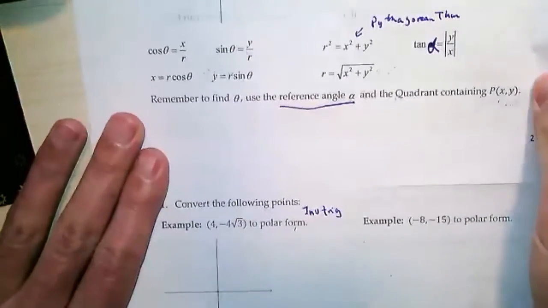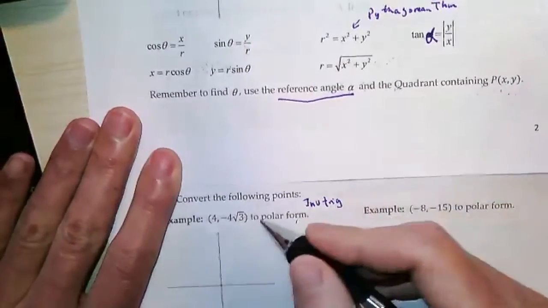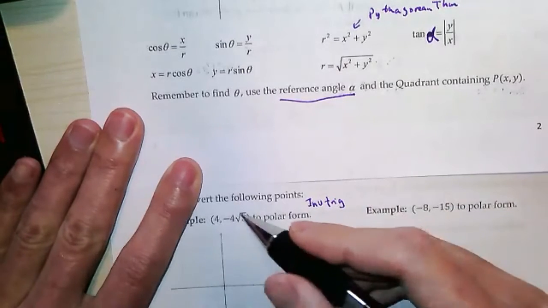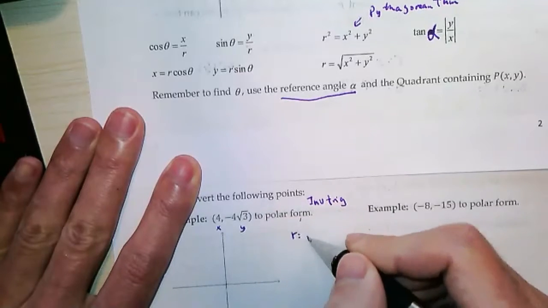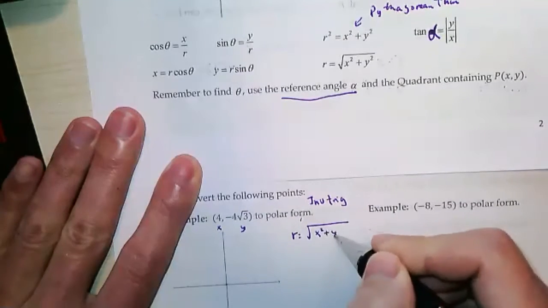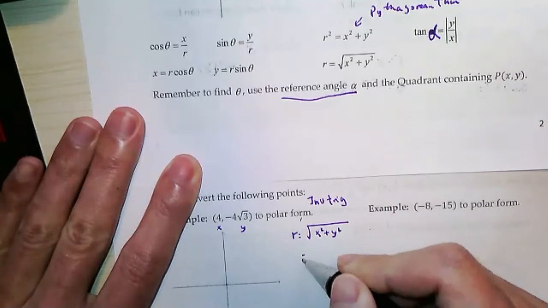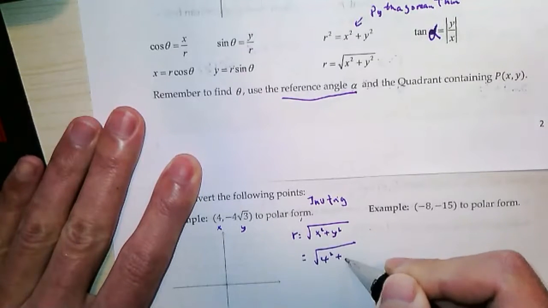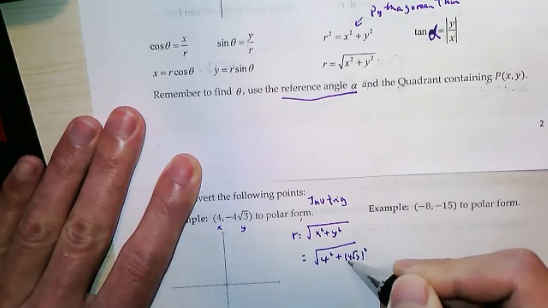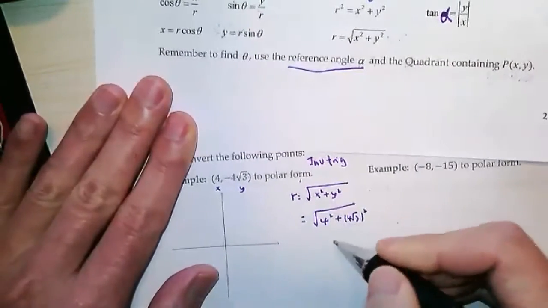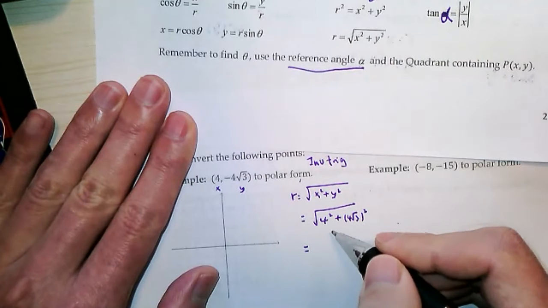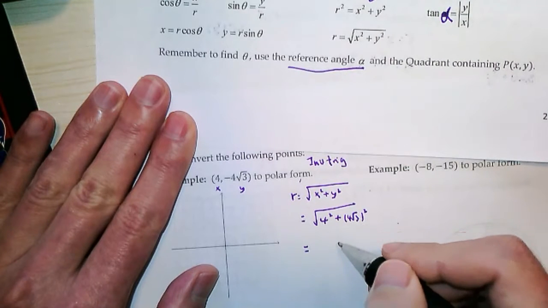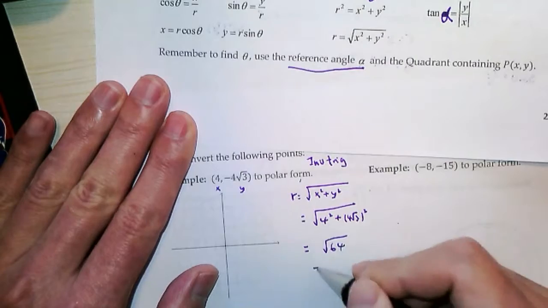In order to do this question, we have to use previous formulas as a reference. This is our x, this is y. So what is r? Square root of x squared plus y squared. In this case, it's just square root of 4 squared plus 4 square root of 3 squared. What do you get here? This is 16. This is 3 times 16, so 4 times 16. 4 times 16 is 64, which gives you 8.